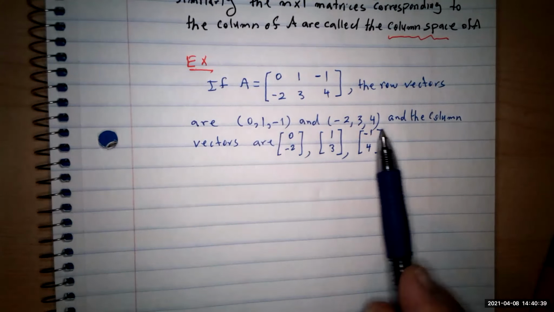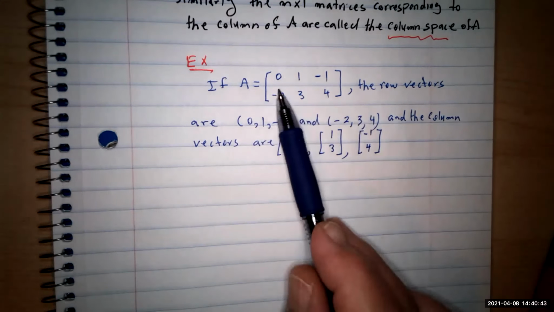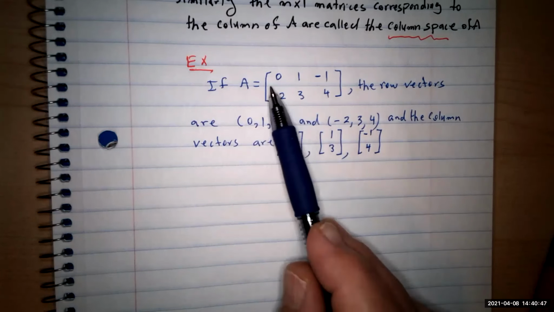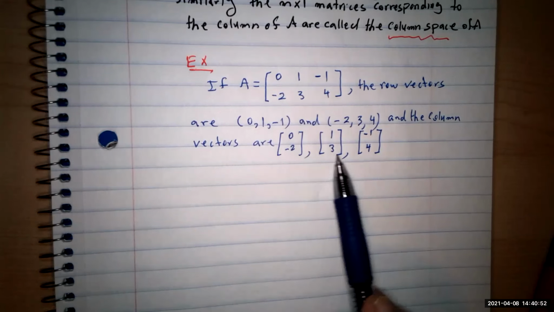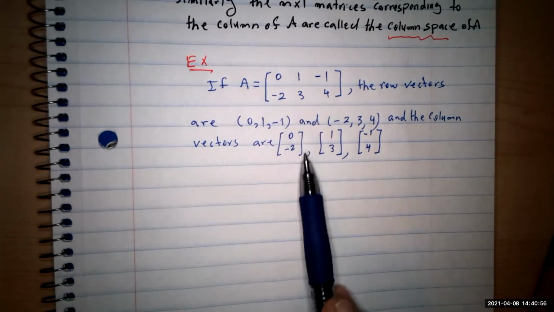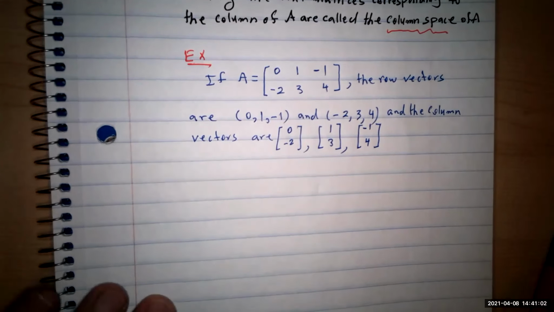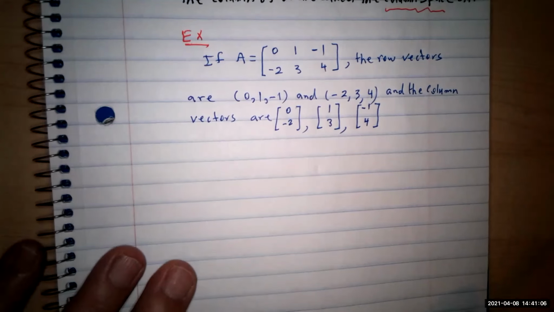For the row vectors, it depends on the number of columns. So they are the row vectors, but they are going to be in R3, because you have 3 columns. In the case of the column vectors, you get 1, 2, 3, and each column has two rows, so they are going to be in R2. Make sure you know where you are. So let's give these definitions officially.